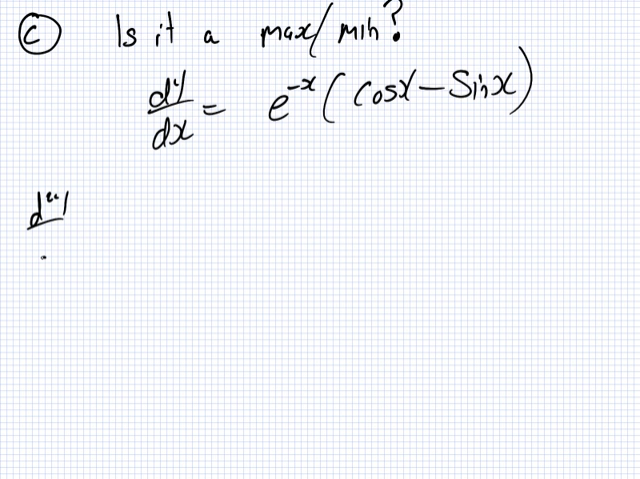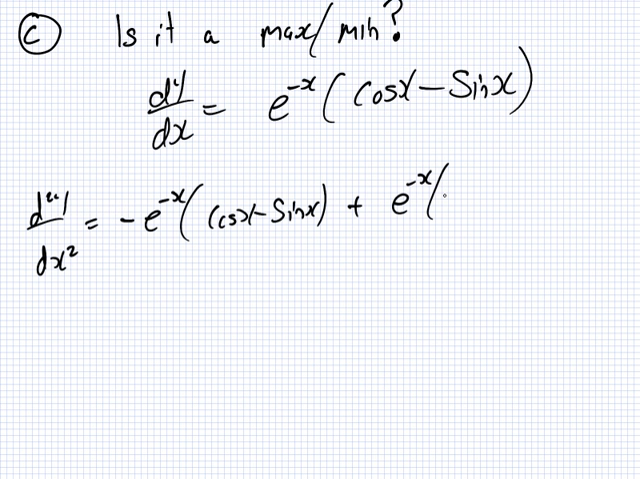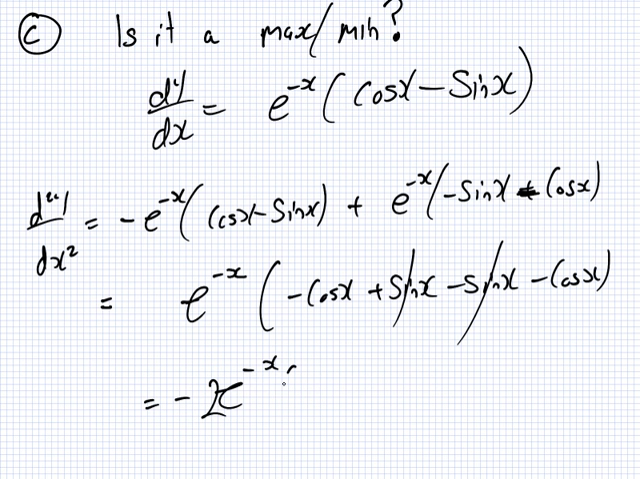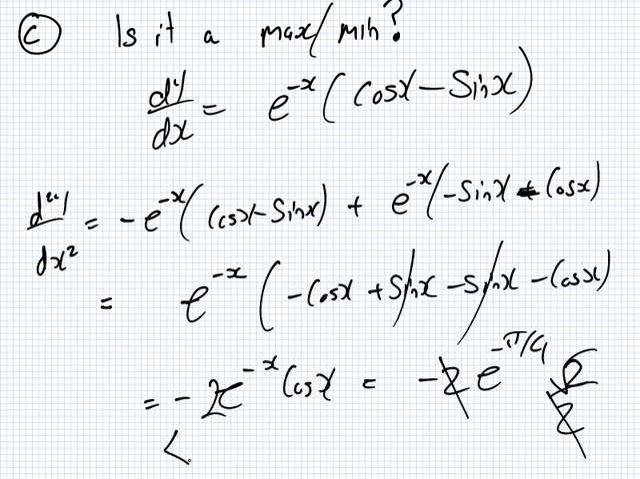Okay, let's calculate the second derivative. So that's going to become a minus e to the minus x, and this is still cos x minus sin x, plus e to the minus x, and this will become minus sin x, minus cos x. If you put in pi over 4, actually, I will take out the e to the minus x, and this will be minus cos x plus sin x, minus sin x, minus cos x. So it's minus 2 e to the minus x cos x, and then if I put in pi over 4, I get something that's definitely negative, which makes it a max.